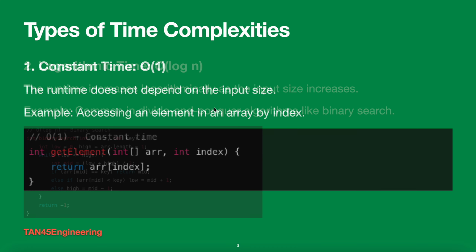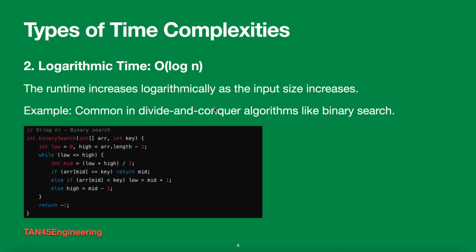Let's move to next. Next we have logarithmic time complexity, log of n. It increases logarithmically as the input size increases. This is very common wherever we have to solve divide and conquer problems, like part of merge sort or binary search. Binary search is a great example for logarithmic time complexity. So why log of n? Because for each input, your overall time complexity will increase logarithmically.